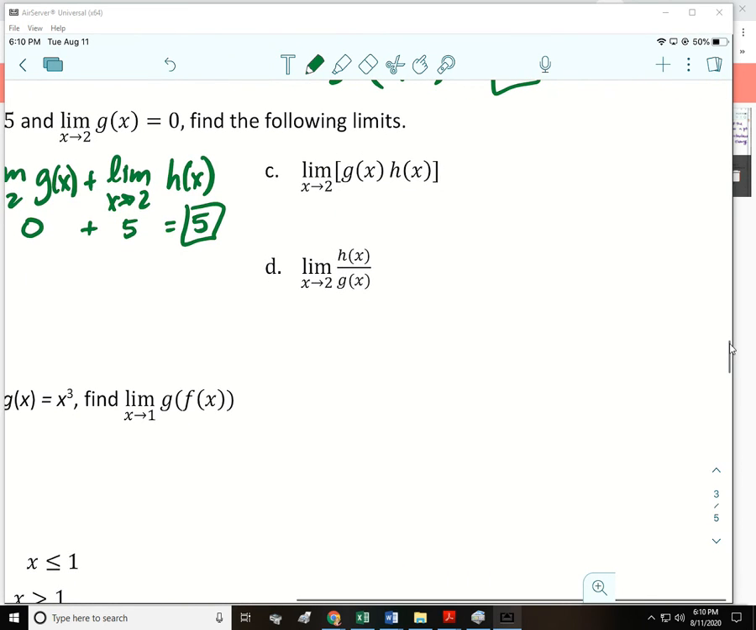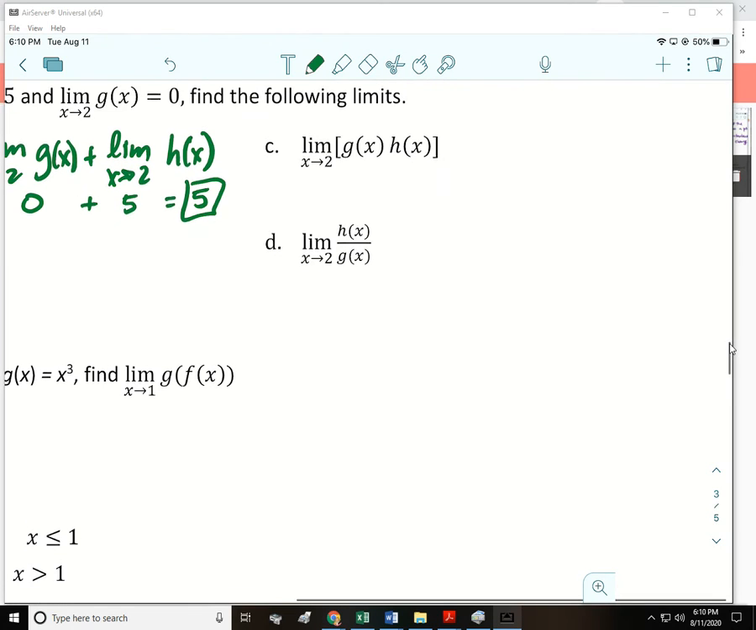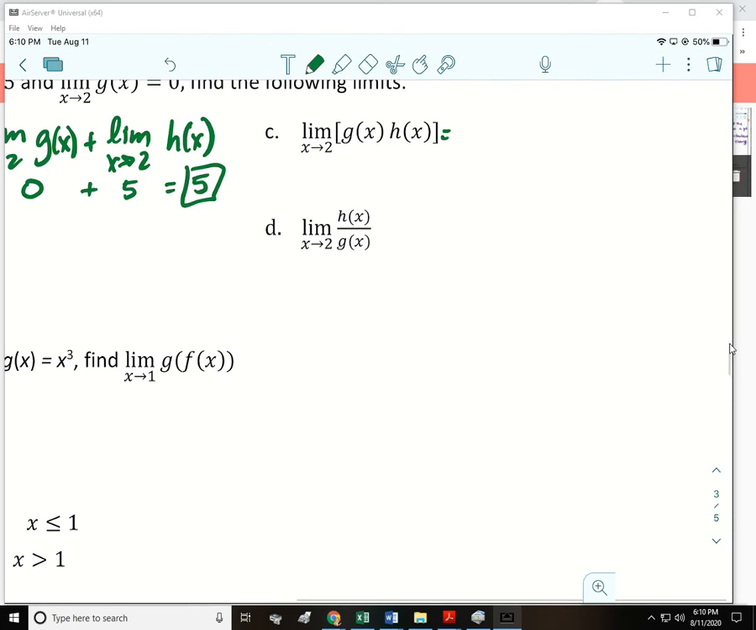All right, for this next one, it's going to be the limit of a product. So we'll change it to the product of limits.